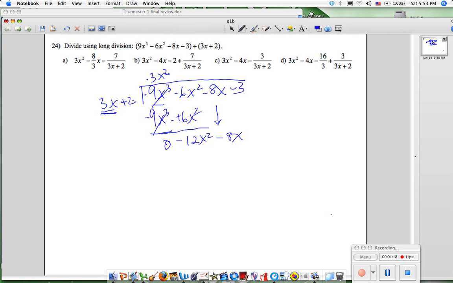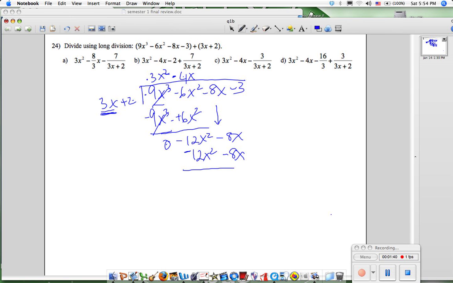What's the number multiplied to 3x that will get us a negative 12x²? Remember, negative, so we want to keep the negative sign. So let's try a 4. 4 something. We have to get x². 4x. So negative 4x times 3x will give us a negative 12x². So again, negative 4x times 2 is negative 8x.